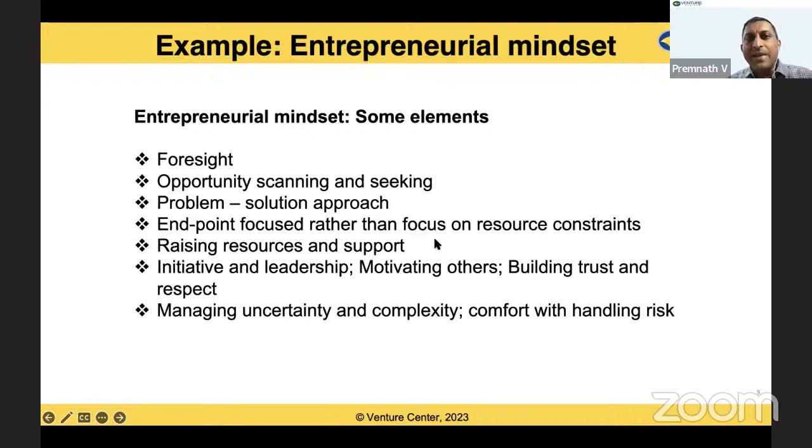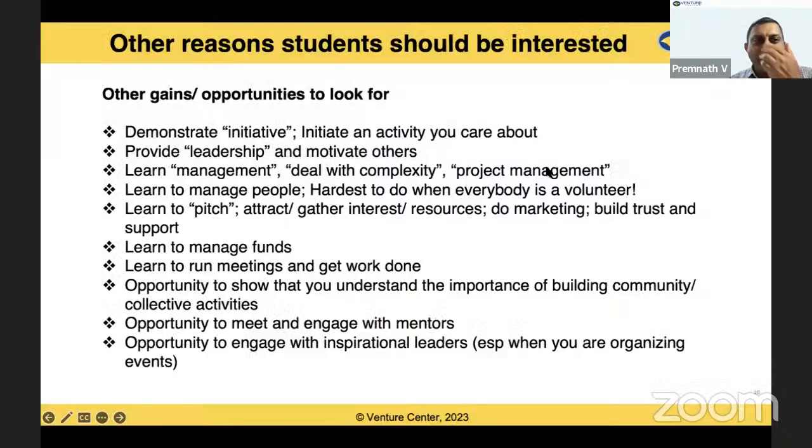So these are some elements that you get to learn from an entrepreneurial mindset, from an exercise where you as a student are participating in, say, an entrepreneurship club. And also these are the kind of things that teachers can teach their students when they are trying to build an entrepreneurial mindset amongst their students.